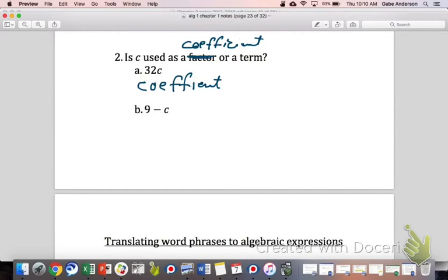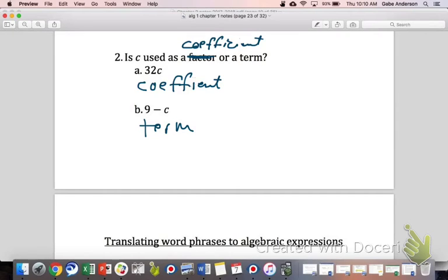Let me take it one step further. In A, how many terms do you see? In A, there's one term, right? Because it's 32 times C. That's the only term, and terms are held together by multiplication. So in B, is it the same thing, or is C being used as a term there? It is a term. In fact, how many terms would you say are in B? Two, because you see the 9 minus C. Terms are separated by addition or subtraction. You can see the subtraction there.